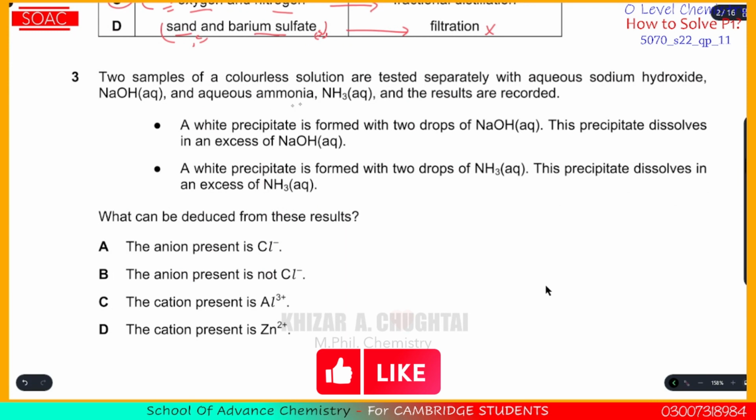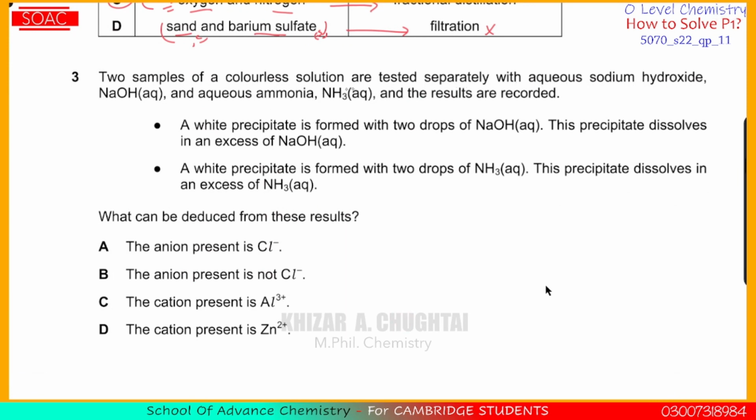Question number 3. Two samples of the colorless solution are tested separately with aqueous sodium hydroxide and aqueous ammonia NH3, and results are recorded. Number 1, a white precipitate is formed when a few drops of NaOH are added. This precipitate dissolves in excess NaOH. So it may be zinc 2 positive ion. There may be the possibility of aluminium 3 positive ion, and so on.